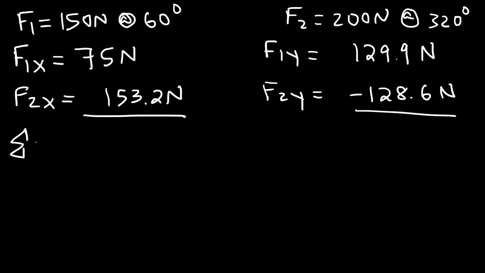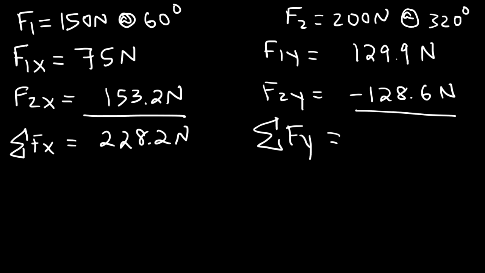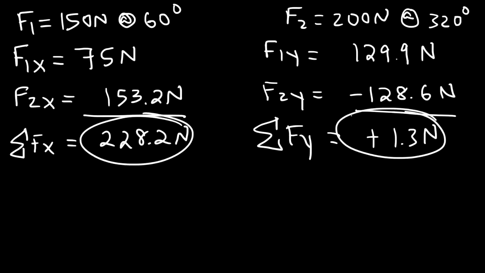So the sum of the forces in the x direction is going to be 75 plus 153.2, which is about 228.2 newtons. The sum of the forces in the y direction is 129.9 plus negative 128.6, which is positive 1.3. So therefore, because x and y are both positive, the resultant force vector is going to be in quadrant 1, between 0 and 90.